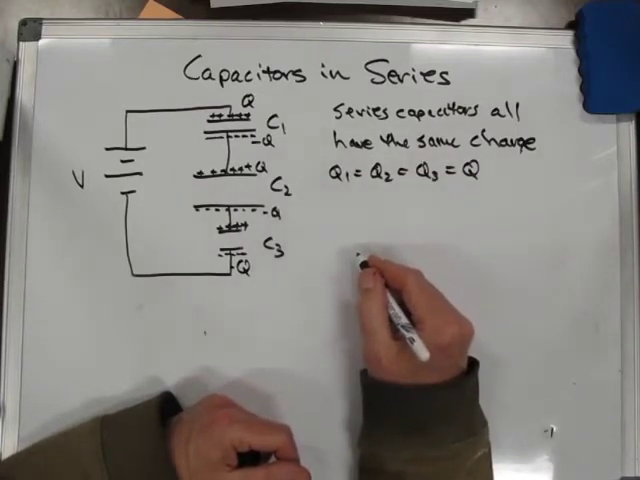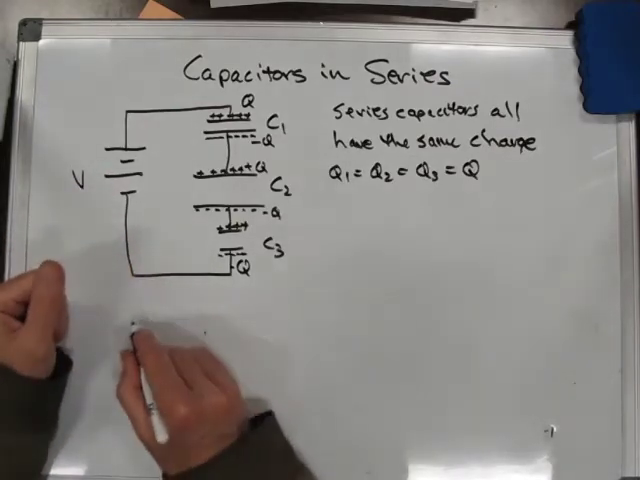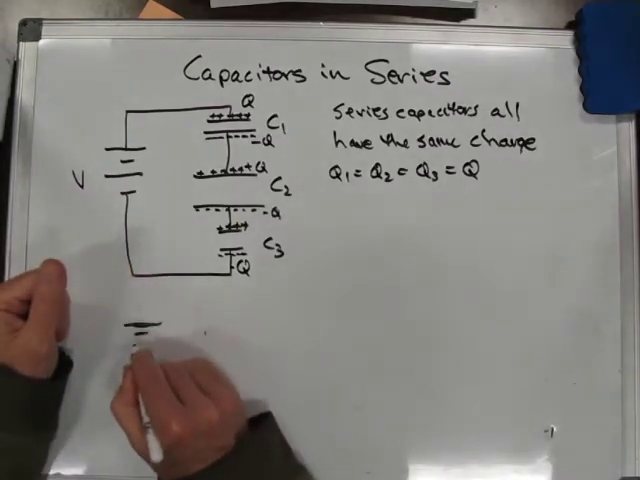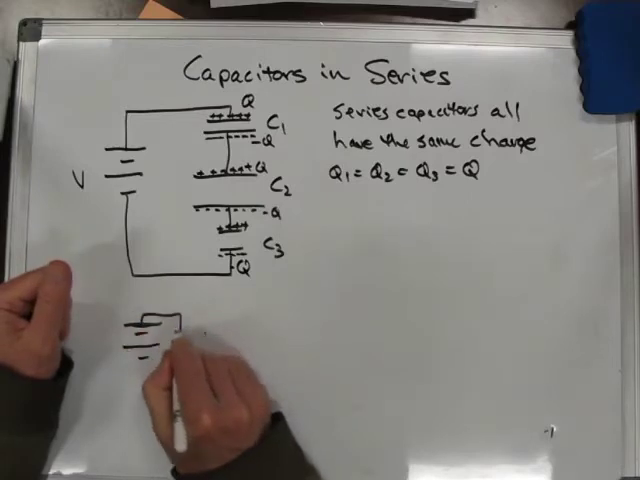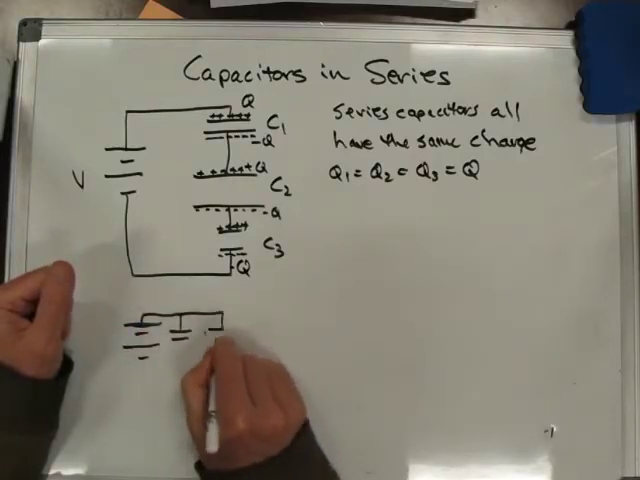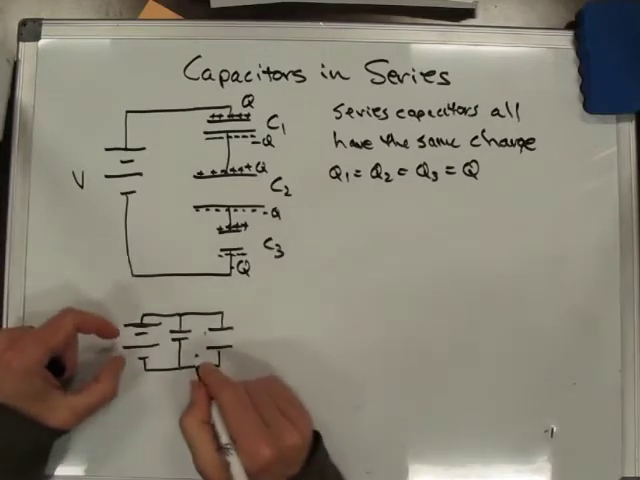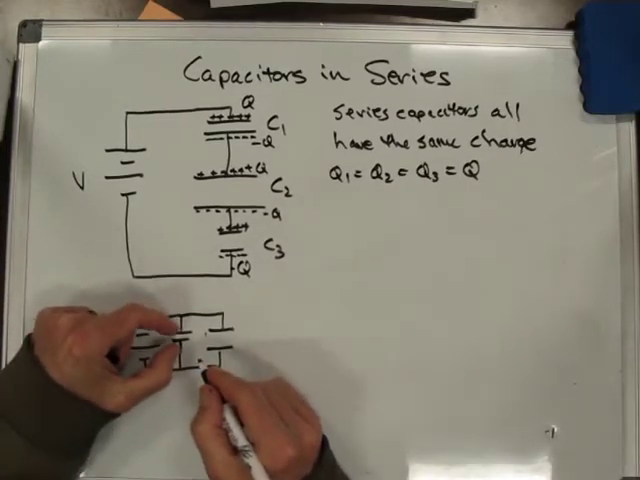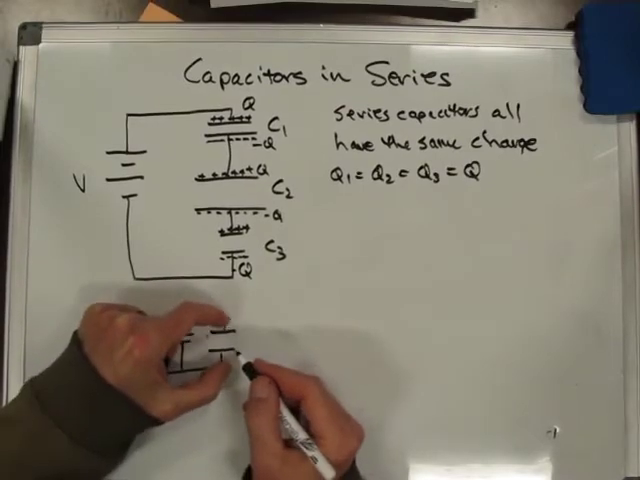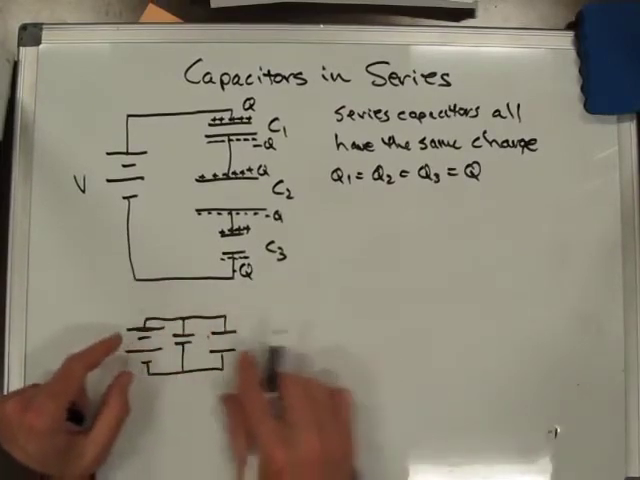They do not all have the same voltage. Remember when I had parallel capacitors? They were all connected to both ends of the same battery. There's a wire from each end of the battery to both of these plates, and so on. They all have the same voltage.